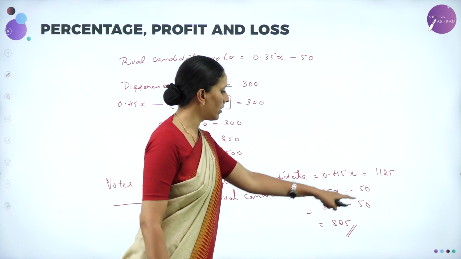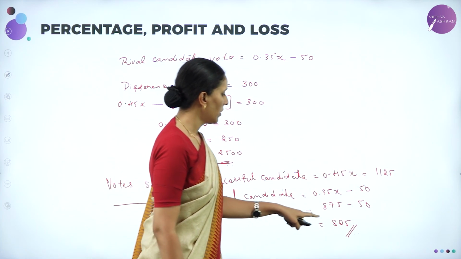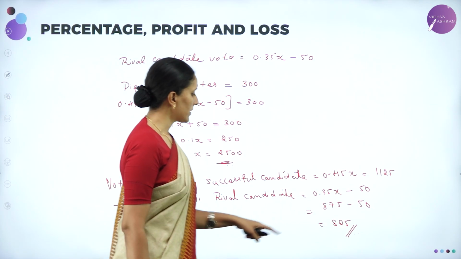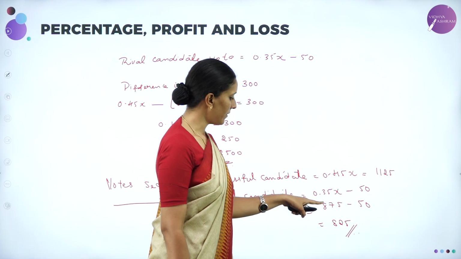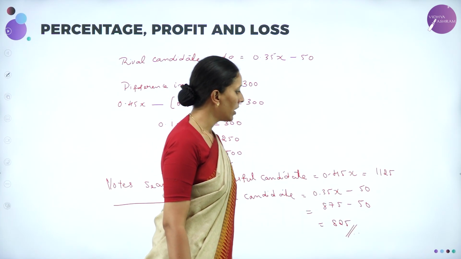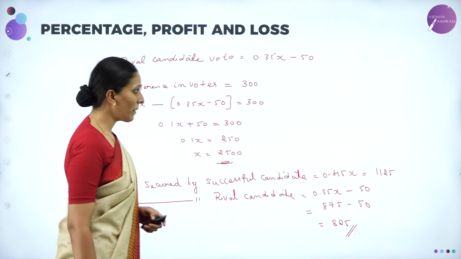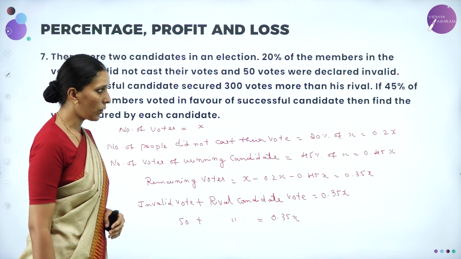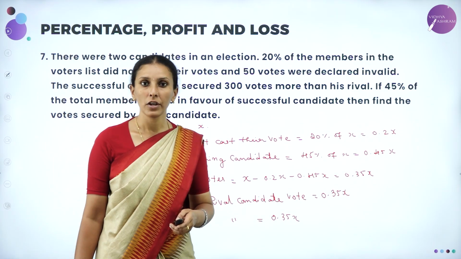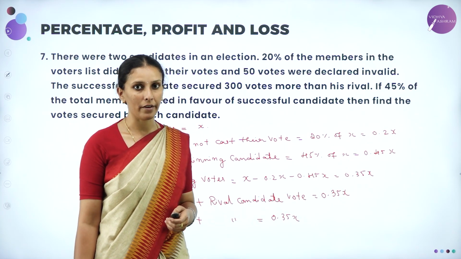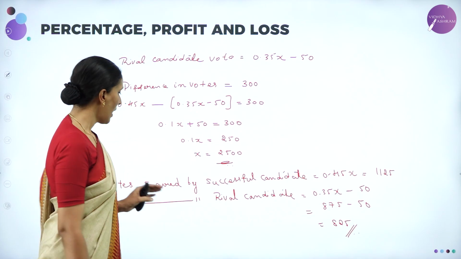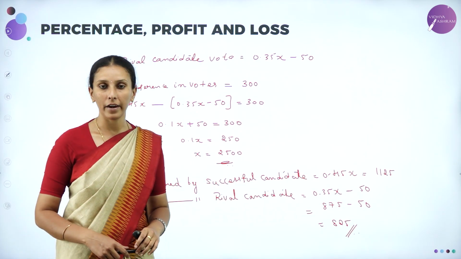And when you add all three, you should get 2500. So 825 plus 50 is 875. 875 plus 1125 is 2000. And the remaining 20% have not cast their vote. So that is 0.2x, which is equal to 500. So in total, there are 2500 votes, where the successful candidate gets 1125 and the rival candidate gets 825.